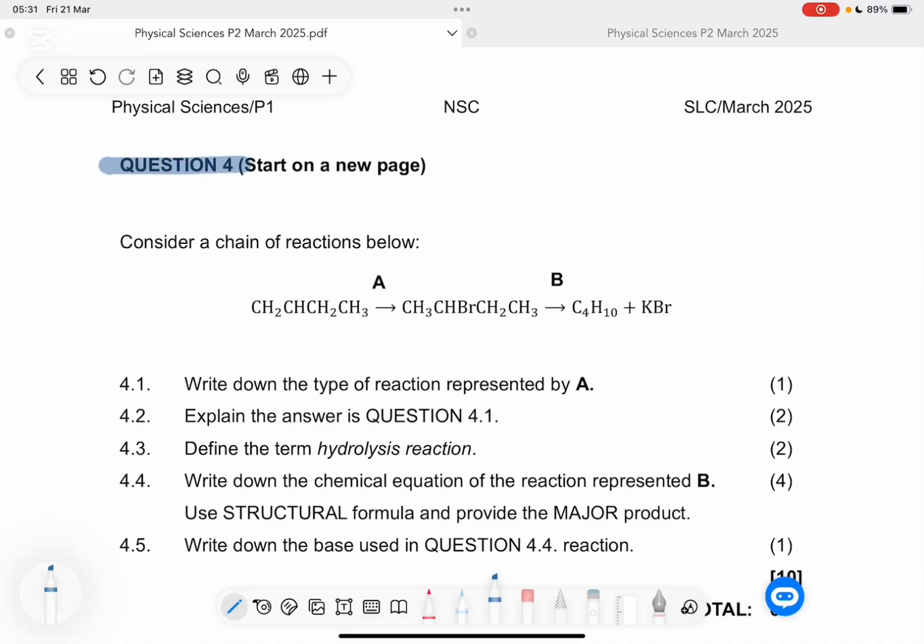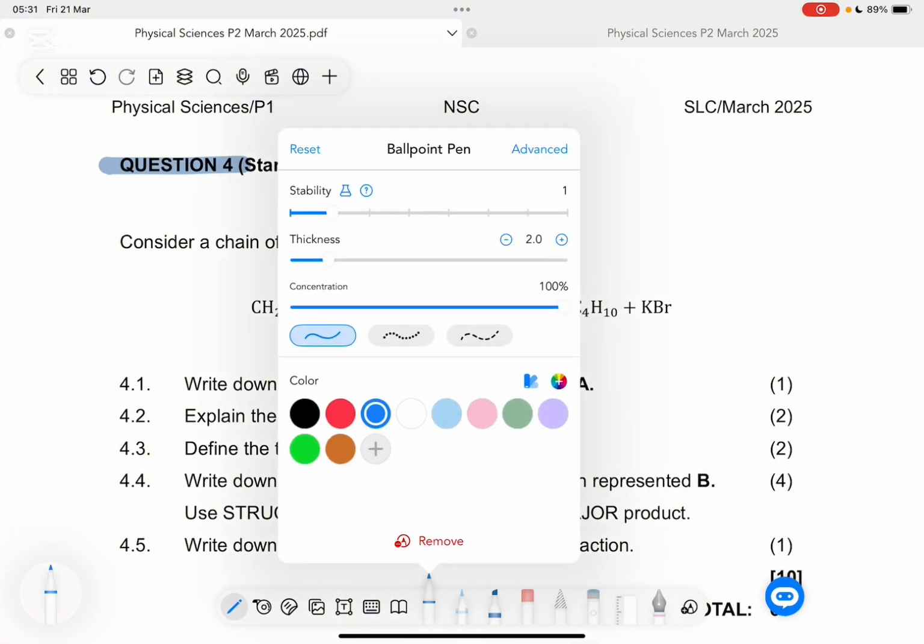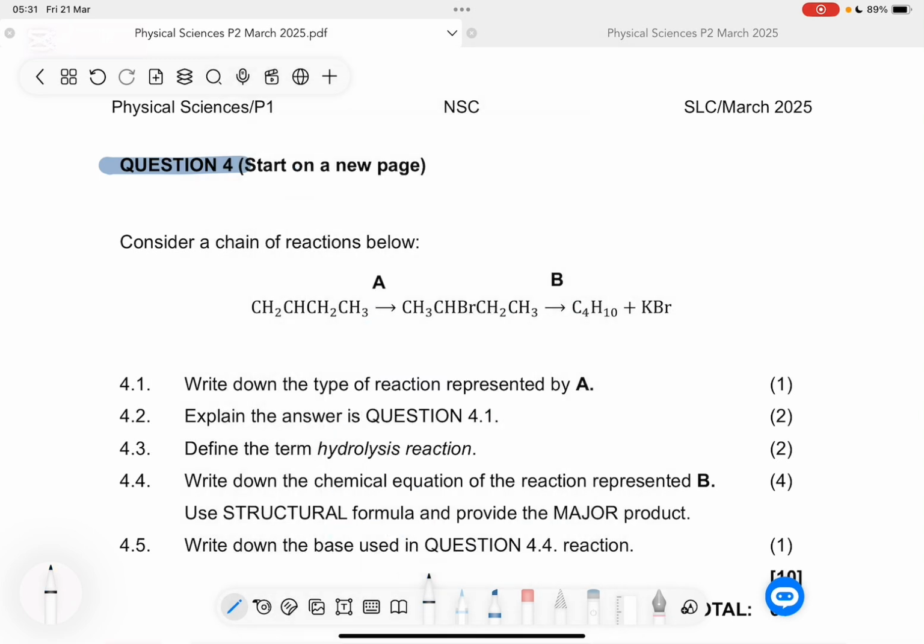Let us have fun with question 4. We are told in question 4 to consider a chain of reactions below. So they're telling us here that it's a chain of reactions. And we can see that this is a chain because we move from this molecule to that molecule.